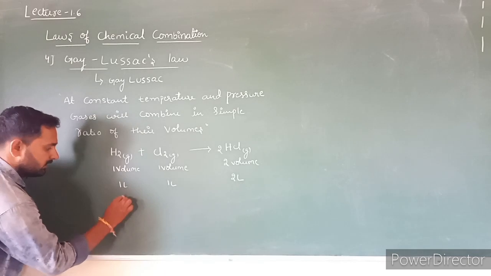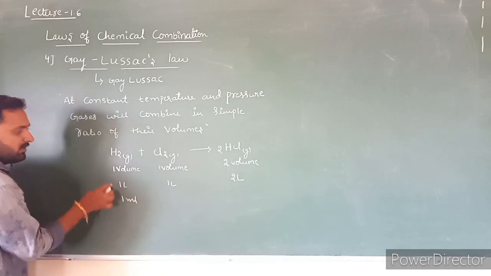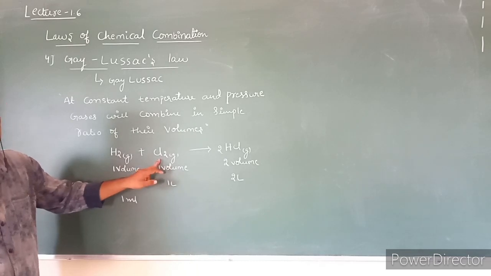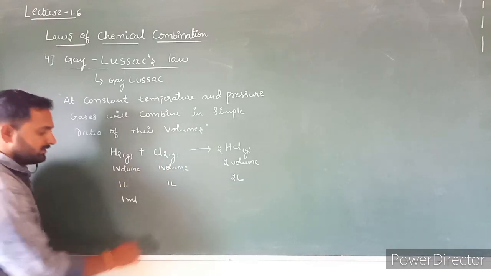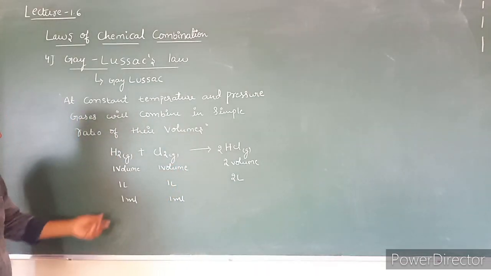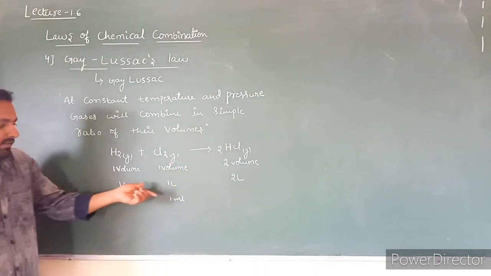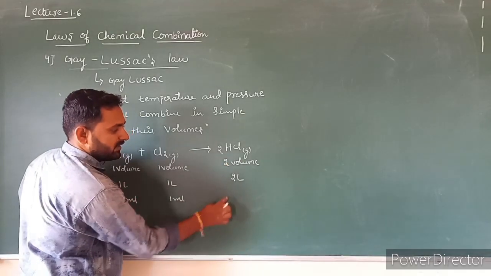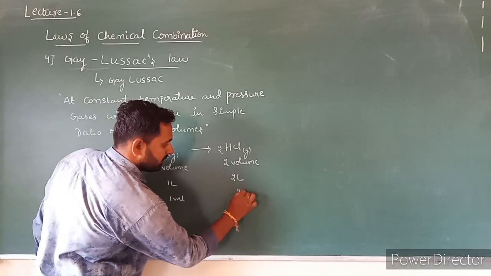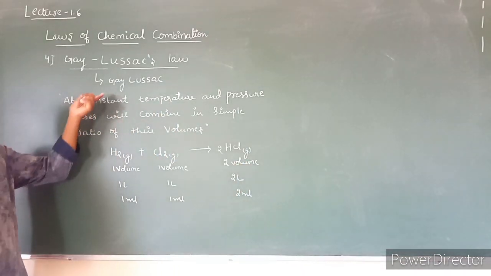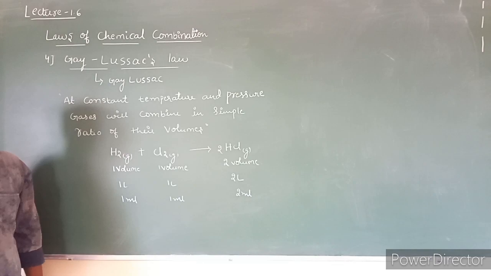Next, one more example. 1 ml. If volume of hydrogen is 1 ml, then how many ml of chlorine is required? 1 ml. Why? Because it is in simple ratio. 1 ml of hydrogen reacts with 1 ml of chlorine and it gives how many ml of HCl? It gives 2 ml of HCl. This is Gay-Lussac's law.